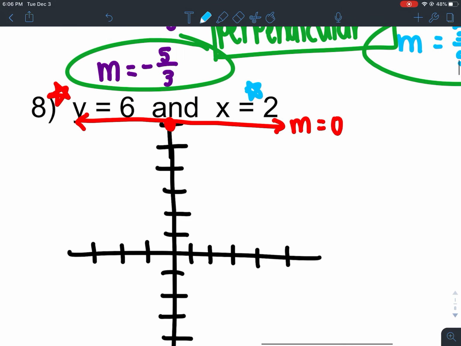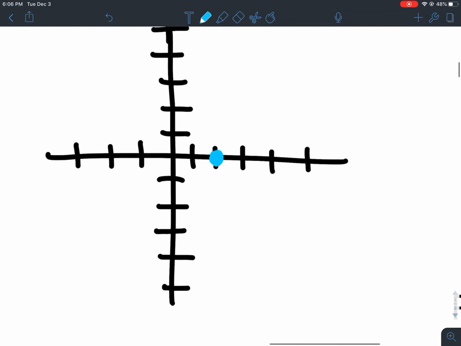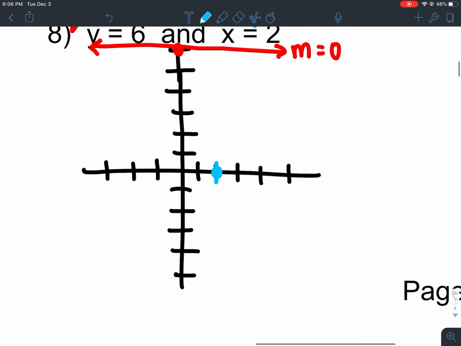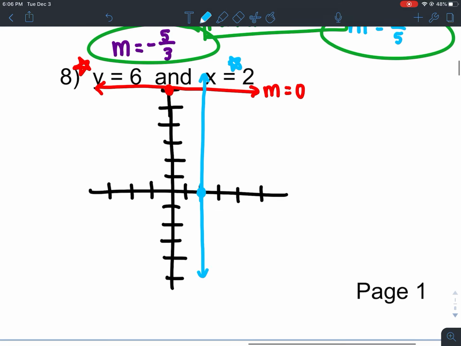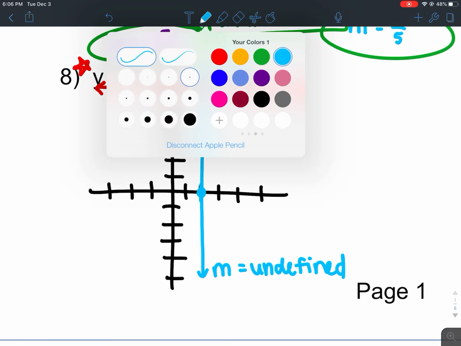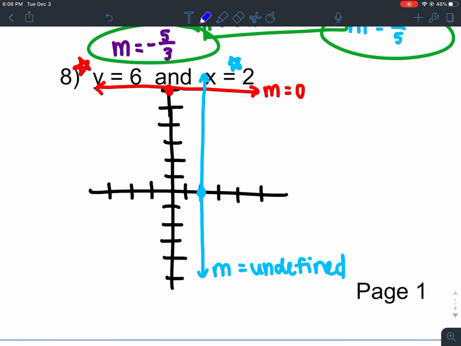Okay, next I need to graph x equals 2. Which axis am I going to look at to graph this? The x-axis. And I'm going to plot at positive 2. So you see how the tick mark goes up and down here. So you're going to create a vertical up and down line. What kind of slope is this? It makes a U. It's an undefined slope. M equals undefined. Well, undefined and a slope of 0 are opposite reciprocals of each other. These lines are perpendicular.